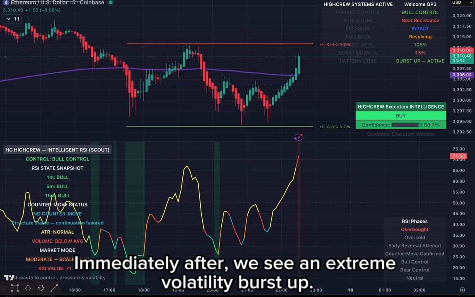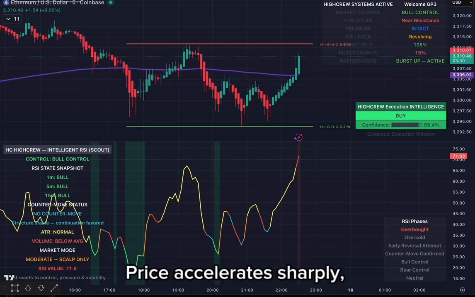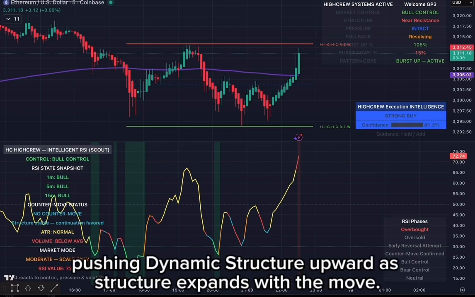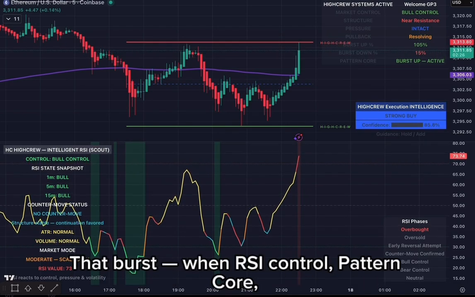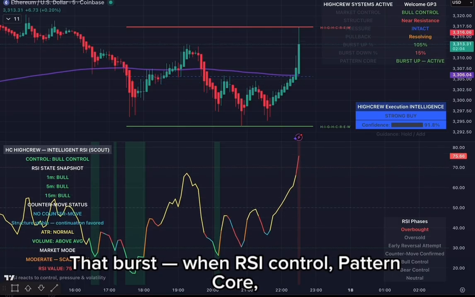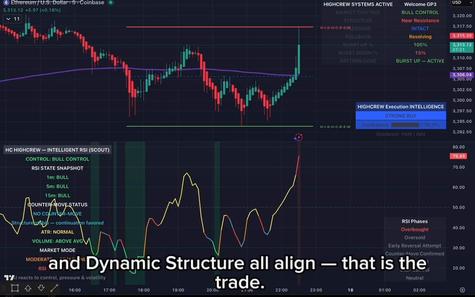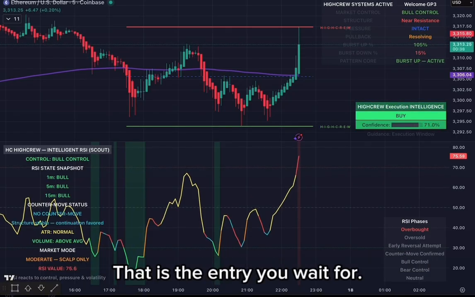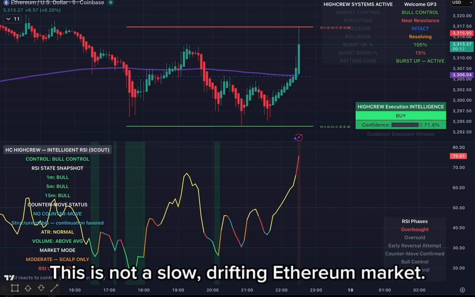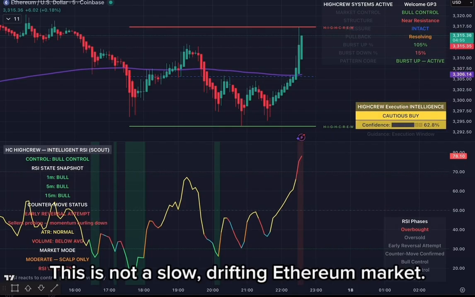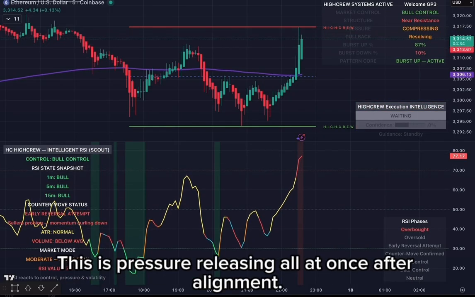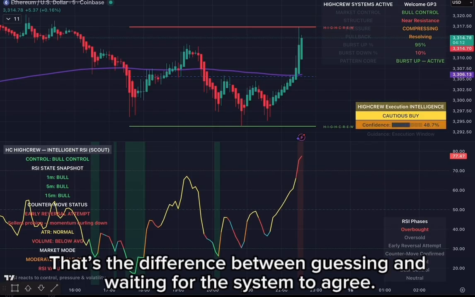Immediately after, we see an extreme volatility burst up. Price accelerates sharply, pushing dynamic structure upward as structure expands with the move. That burst, when RSI control, pattern core, Execution Intelligence, Nexus, and dynamic structure all align, that is the trade. That is the entry you wait for. This is not a slow, drifting Ethereum market. This is pressure releasing all at once after alignment. That's the difference between guessing and waiting for the system to agree.